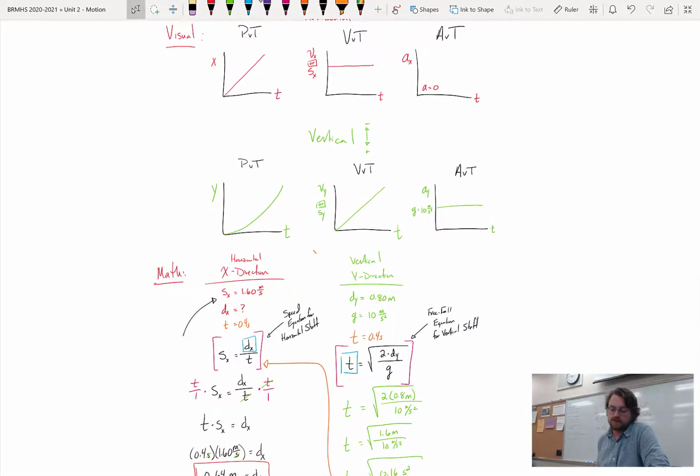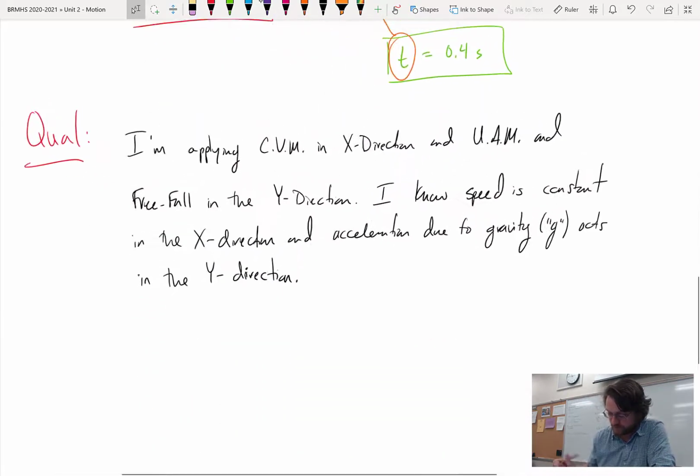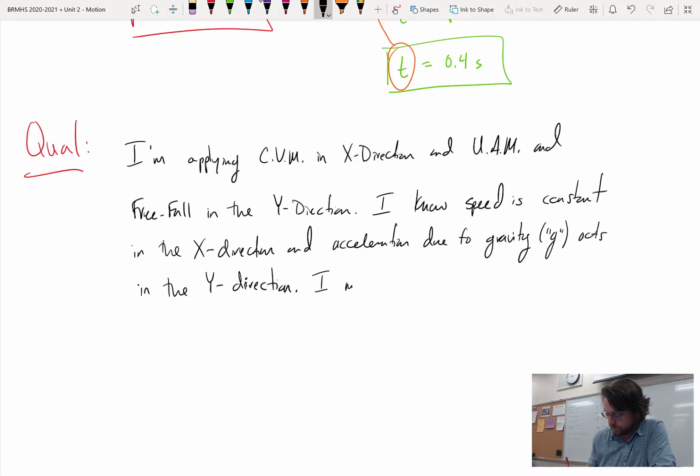My visuals come next. I want to point out something about my visuals. I did motion graphs for the horizontal and vertical motion separately. That's what's in red and green. You need to include motion graphs in your assessment question for visuals. I made motion graphs in the horizontal or x direction and in the y or vertical direction.